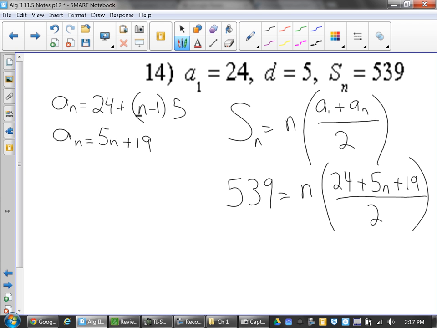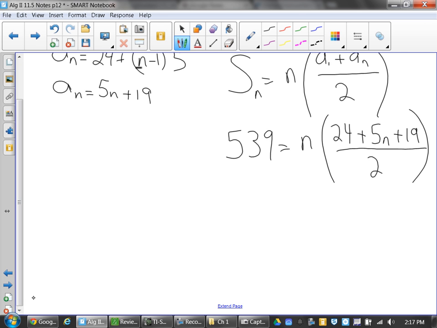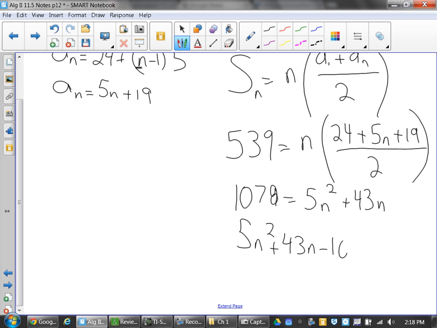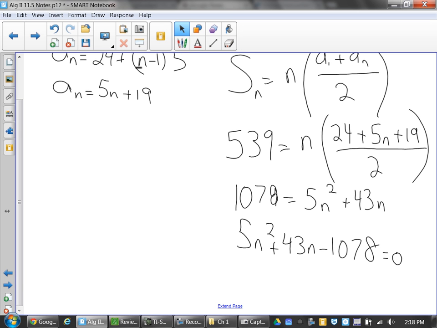Multiply both sides by 2 to get rid of it right away, and I think you get 1078. 24 and 19 gets me 43. So if I distribute the n in here, I get 5n squared plus 43n. You okay? All right. Bring the 1078 over, so you set it equal to 0, and then we use our calculator.